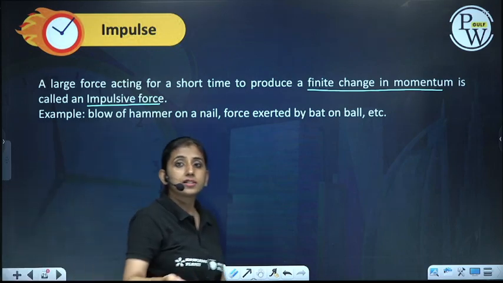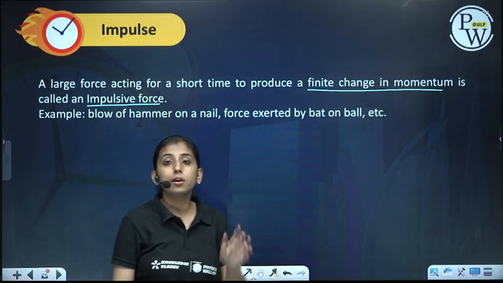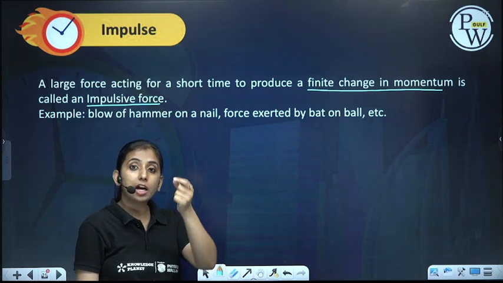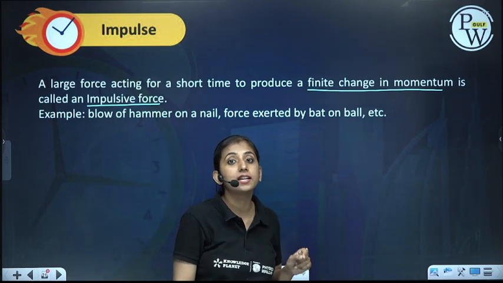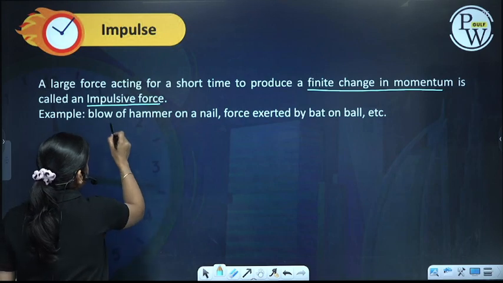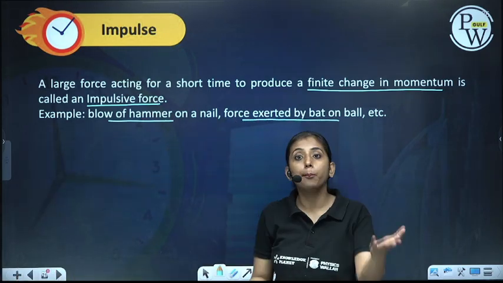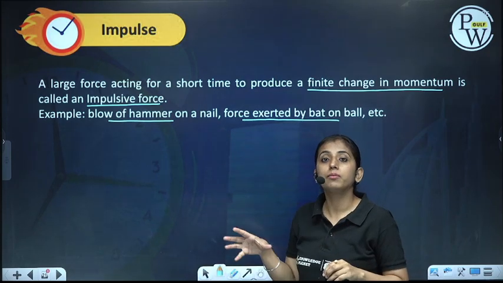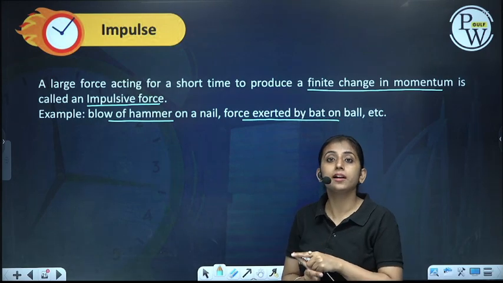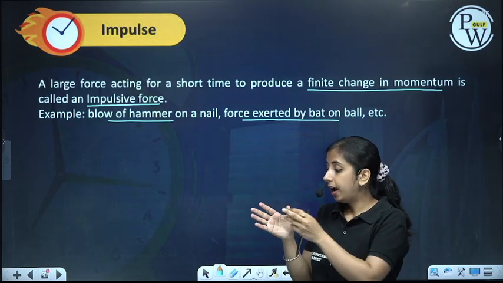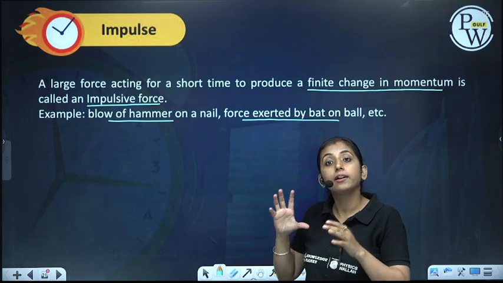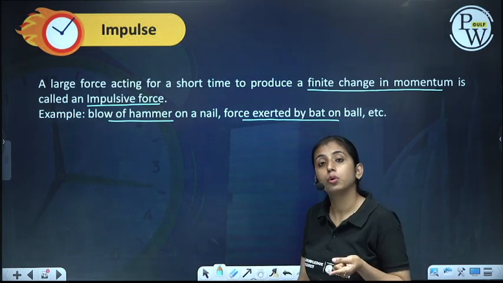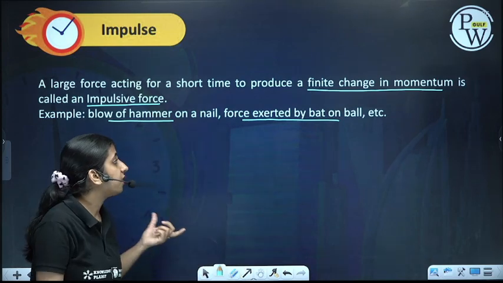Examples of impulsive forces can be the blow of a hammer. When a nail is embedded into something using the hammer, the force is very large, but the time interval for which the force acts on the nail is very small. Another example is the force exerted by a bat on a ball, when you push the ball with the bat. The time of contact between the bat and ball is very small, but in that contact a large force is exerted which changes the state of motion of the ball. So this is called impulsive force.